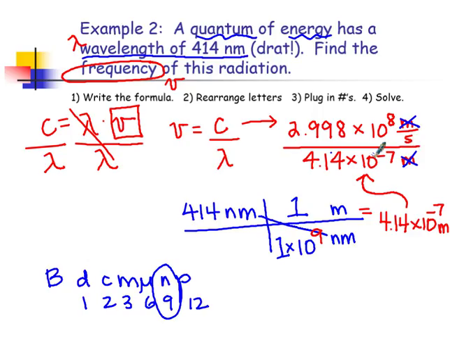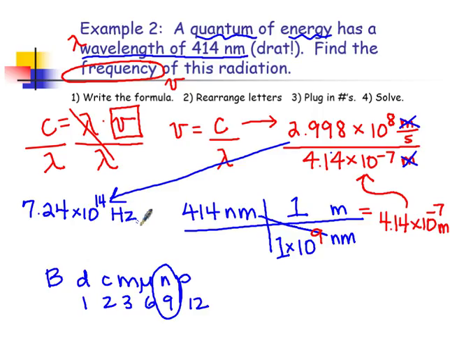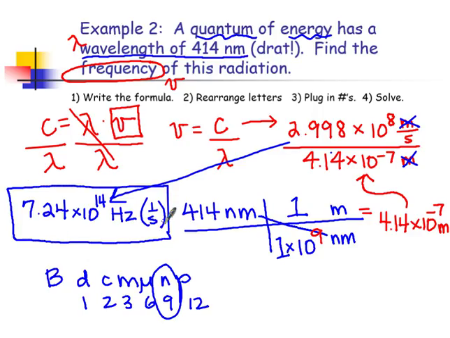I didn't really leave room for my answer, so I'm going to get creative and come way over here with it. So when I plug that into my calculator, I get 7.24 times 10 to the 14th. And I'm going to put hertz on that. If I wanted to, I could put 1 over s on that answer as well. Put a big box around your answer so we can find it. There was a lot going on this slide.